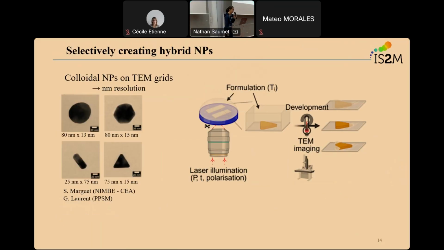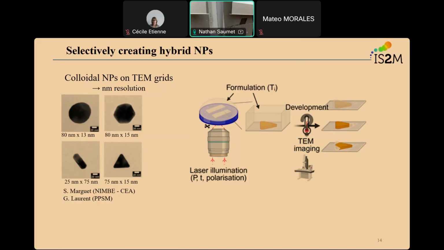So how do we create these hybrid nanoparticles? To do that, we take a lot of different nanoparticles, with different shapes, which were synthesized by our collaborators, Sylvie Marguet at CEA and Guillaume Laurent at PPSM. I didn't mention it, but this is work that I carried out with Amin Kitous, who was a PhD student at IS2M.